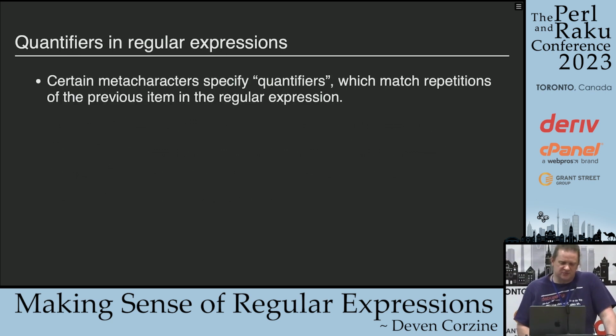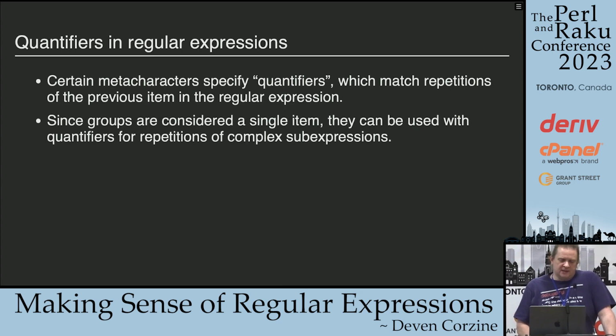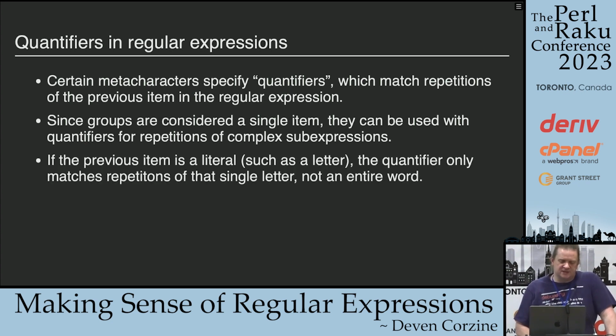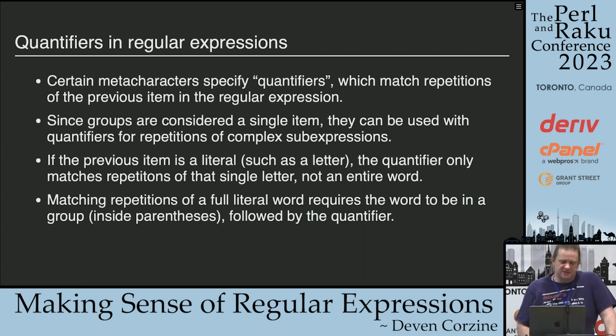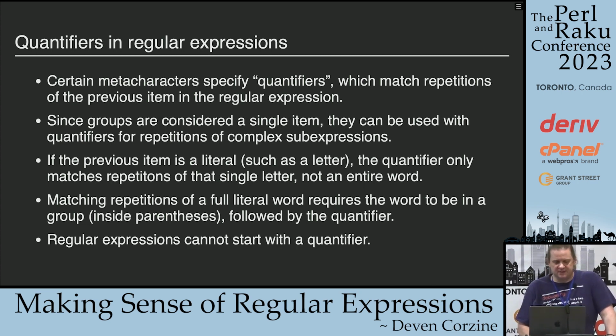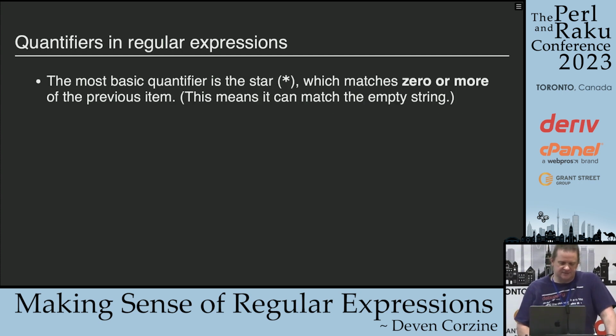So quantifiers in regular expressions. Certain metacharacters specify quantifiers, which match repetitions of the previous item in the regular expression. Since groups are considered a single item, they can be used with quantifiers for repetitions of complex sub-expressions. If the previous item is a literal, such as a letter, the quantifier only matches repetitions of that single letter, not an entire word. Matching repetitions of a full literal word requires the word to be in a group, i.e. inside parentheses, then followed by the quantifier. And regular expressions cannot start with a quantifier. Since they apply to the previous thing, there's nothing to apply to in that case.